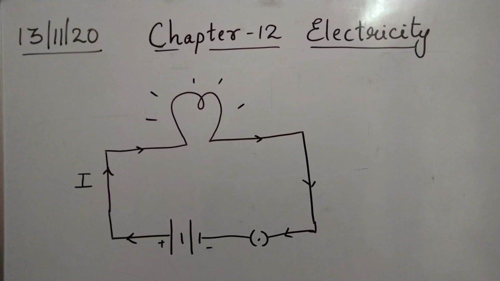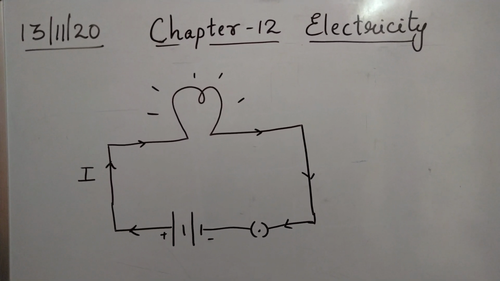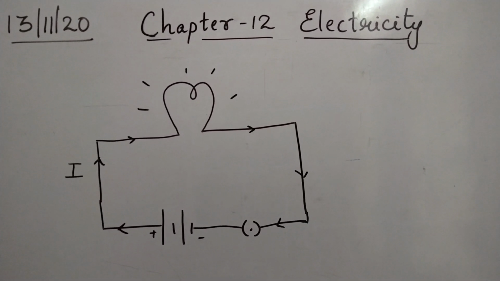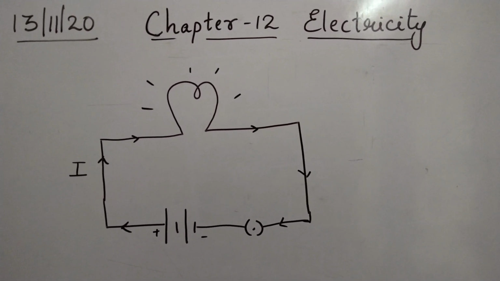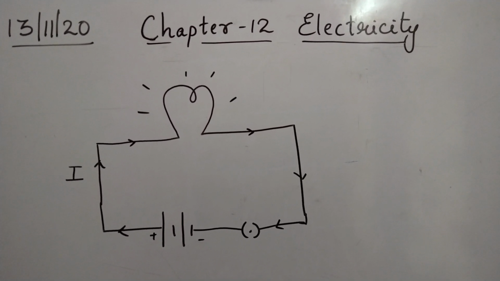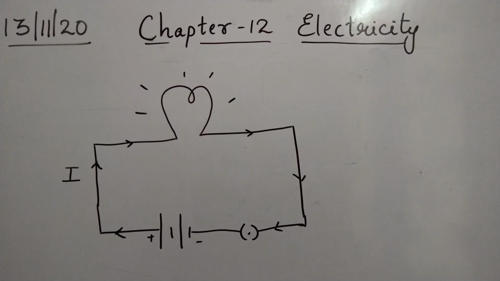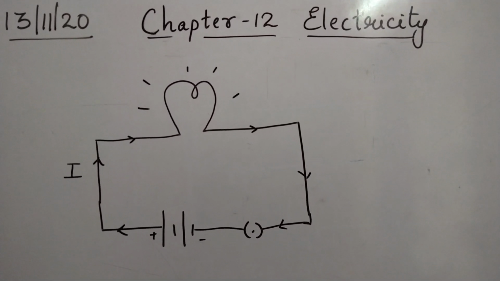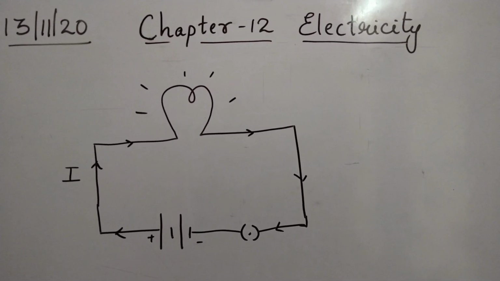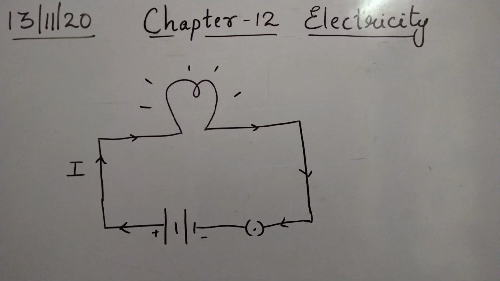Good morning, students. Today we will continue with the same chapter 12. And before telling you today's topic, I would like to discuss an observation with you. You can see here that one simple electric circuit is drawn in which a battery, a key, and a bulb is connected. And since the circuit is closed, the bulb glows.